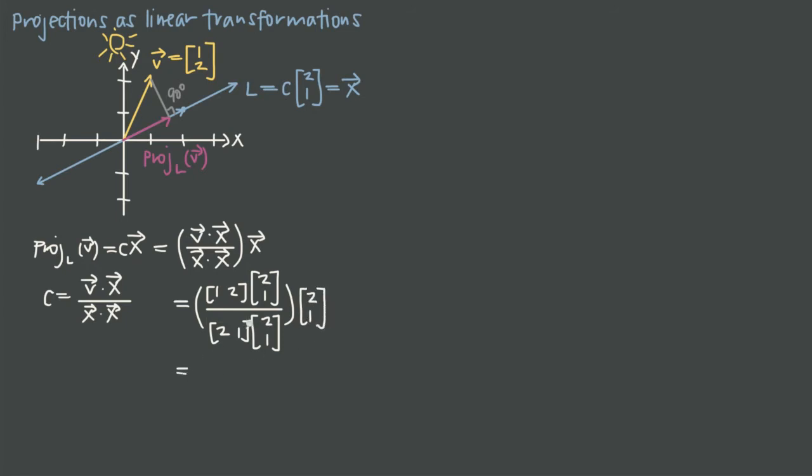So the result here then, if we find this dot product, 1 times 2 is 2. 2 times 1 is 2. So 2 plus 2 is going to give me 4.